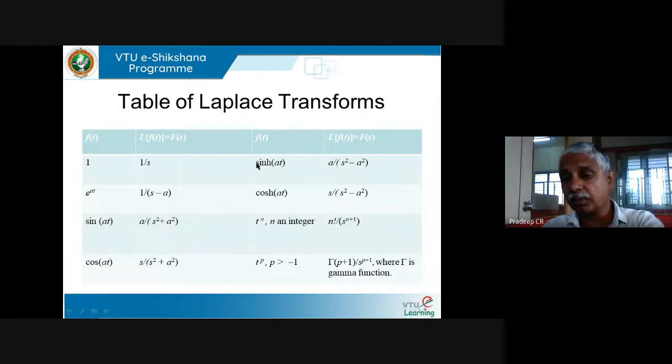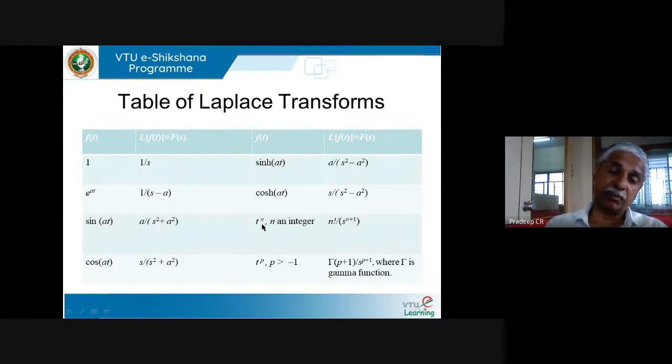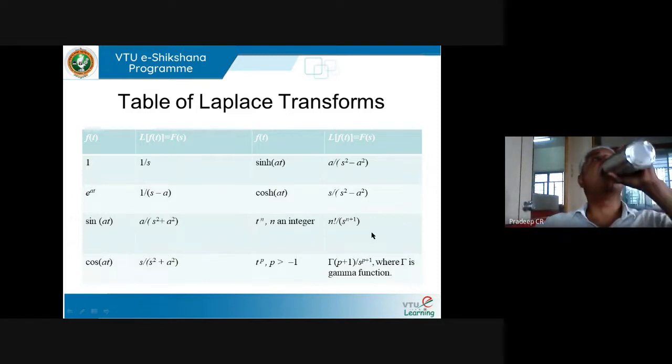I hope you know what sine hyperbolic at means. If you know, well and good. If you don't know, wait. Hopefully I'll explain in the examples part. Cos hyperbolic at, its Laplace transform is s by s square minus a square. t power n, where n is an integer. That means I have t power 3, t power 5, t power minus 6, t power minus 100, anything it can be. Its Laplace transform is n factorial divided by s to the power of n plus 1.